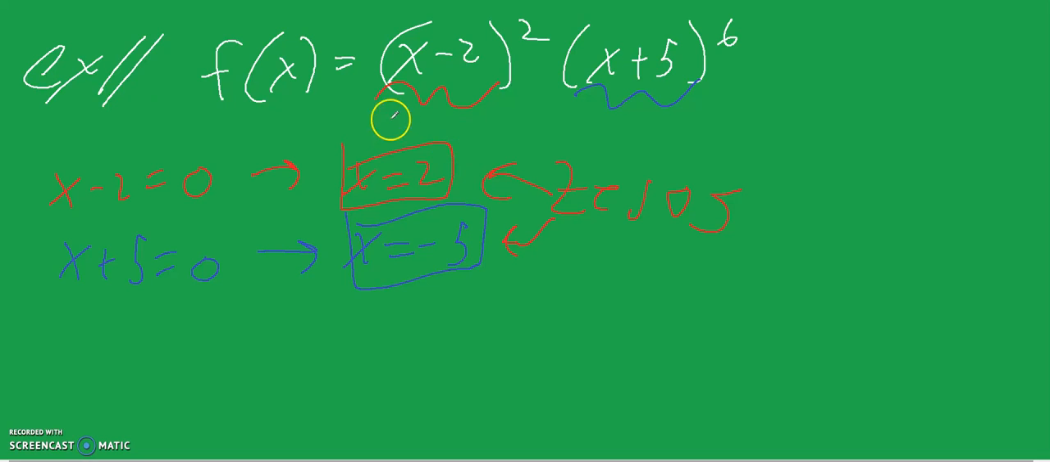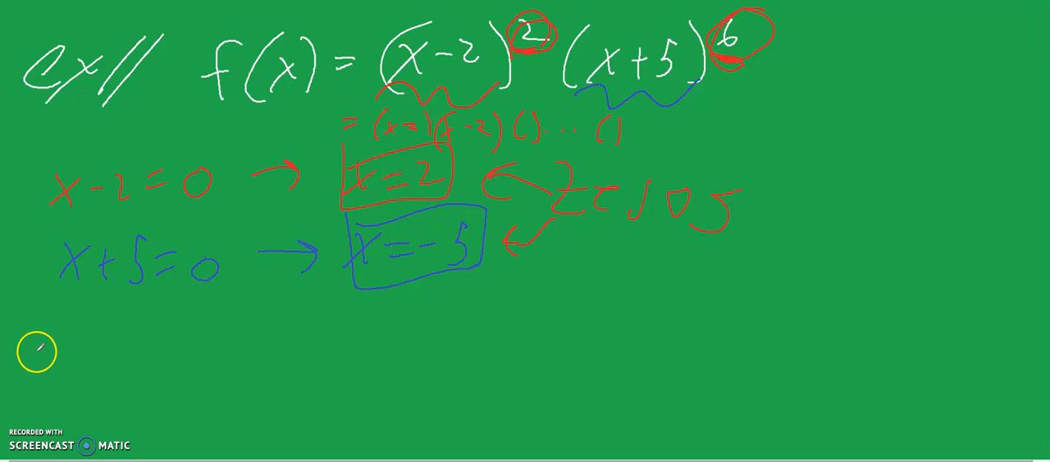Now, remember when I wrote this long thing out, I had x minus 2, right? All these x plus 5s. And how many times did they occur? Right? The 2 occurred twice. And the x plus 5, all these over here, occurred 6 times. So the multiplicities are determined by whatever these exponents are right here.